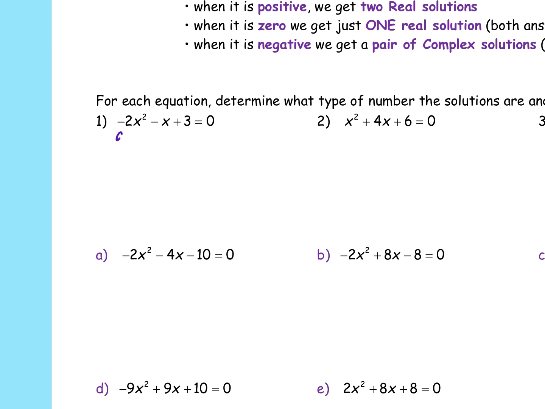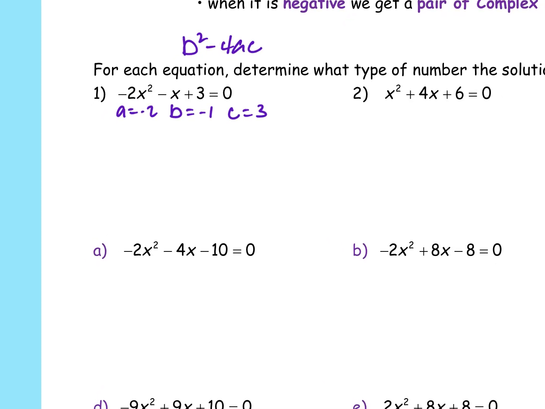So if I have a equals -2, and b equals -1, and c equals 3, and remember I'm putting it inside of b squared minus 4ac. That's the only part I'm using of the quadratic formula. It's going to be -1 squared minus 4 times -2 times 3. That gives me 1 plus 24 equals 25. So it's positive, right? It's a positive answer. So I have two real solutions. That's it. That's all I have to do.